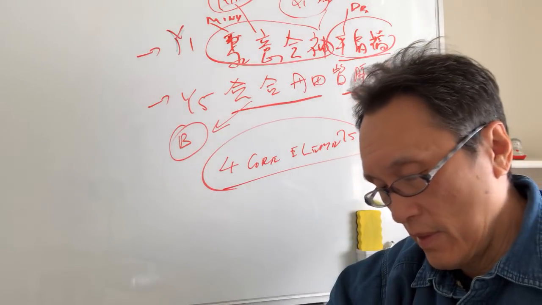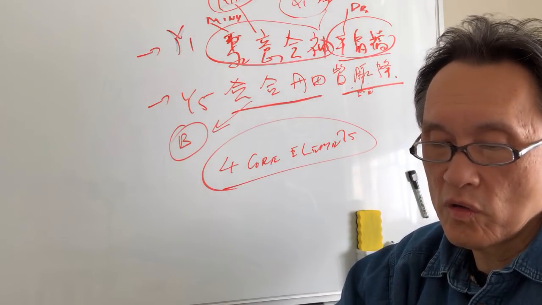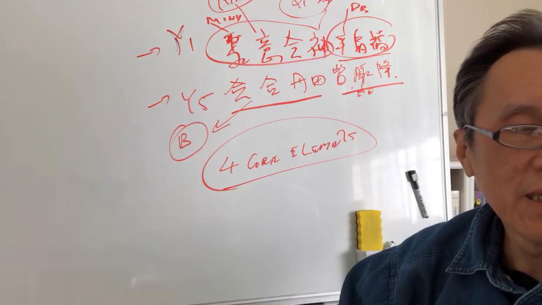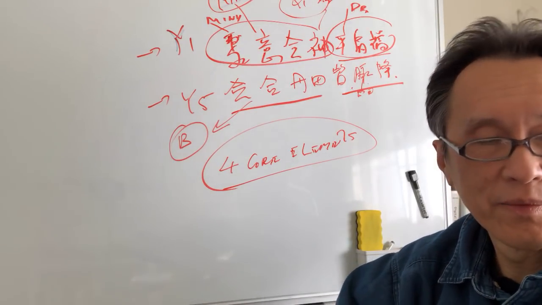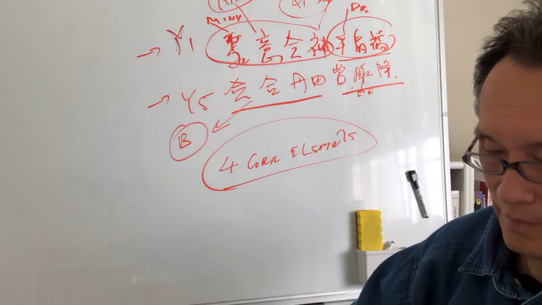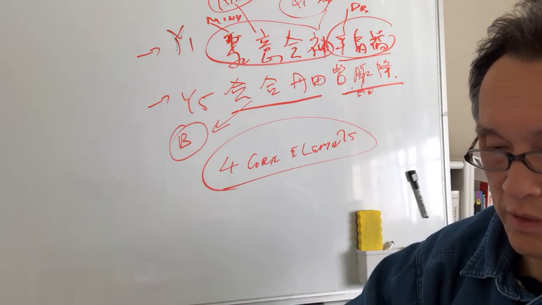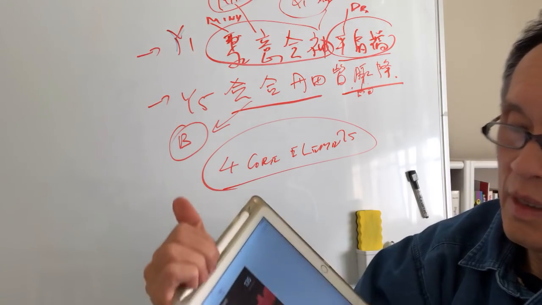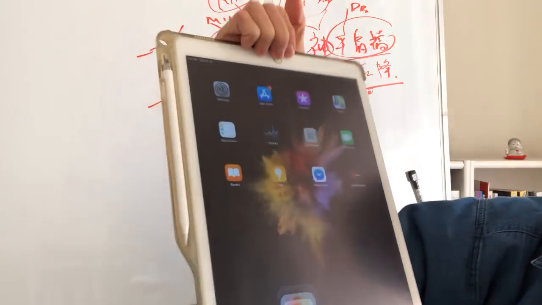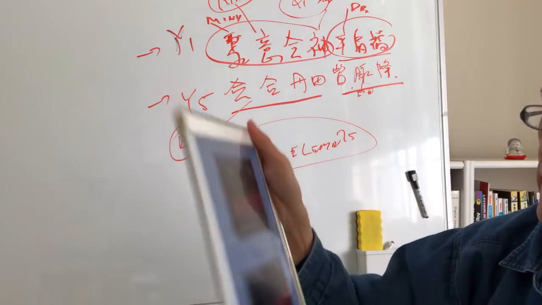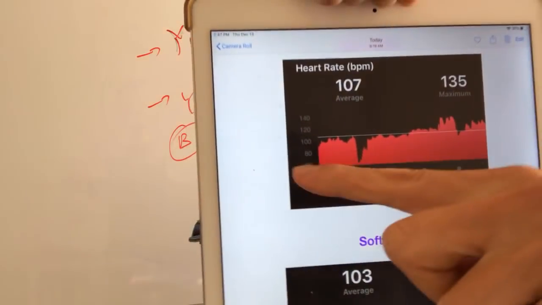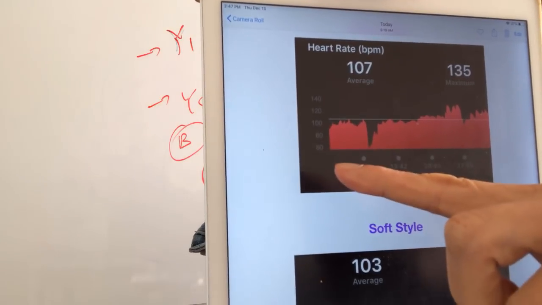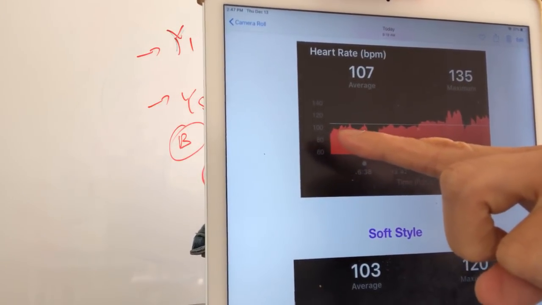Okay, now, so how is it, if we look at it in the heart rate profile today? Okay, let me show you this. This is the hard style training. Why? Because at the beginning, right away, it jumps from here, you know, the heartbeat right away jumps high, you know, like going through this, okay?